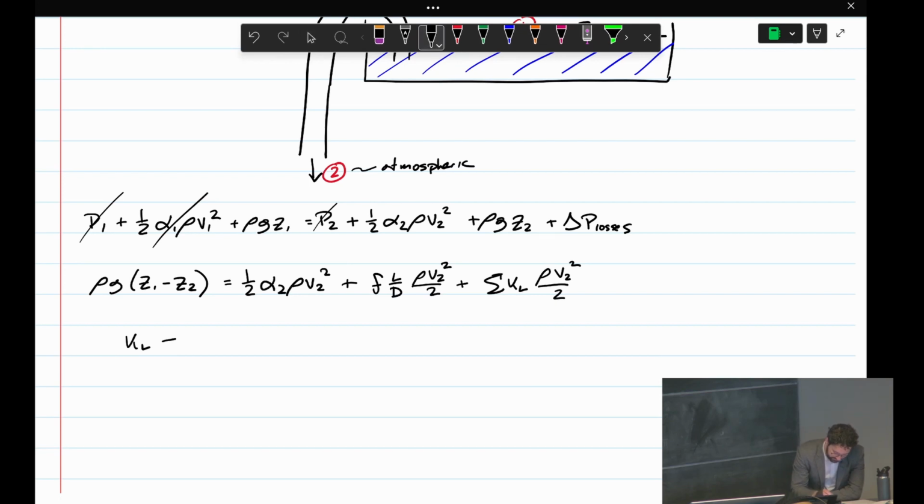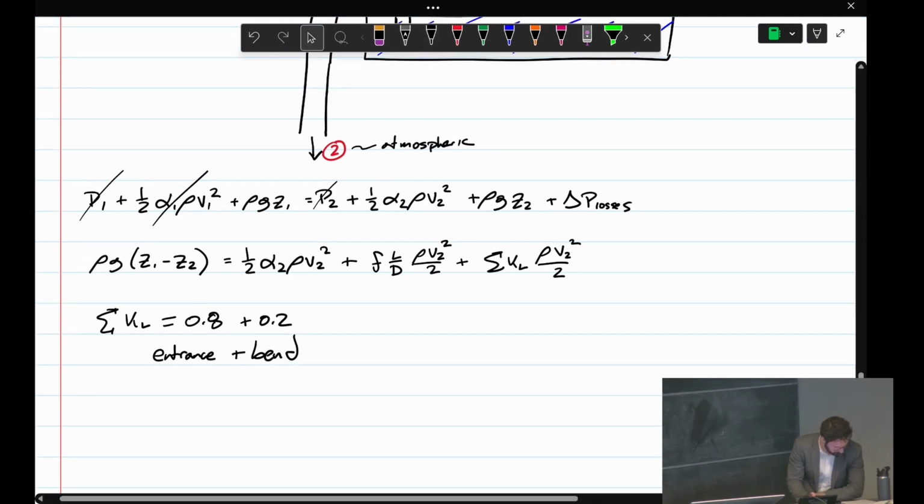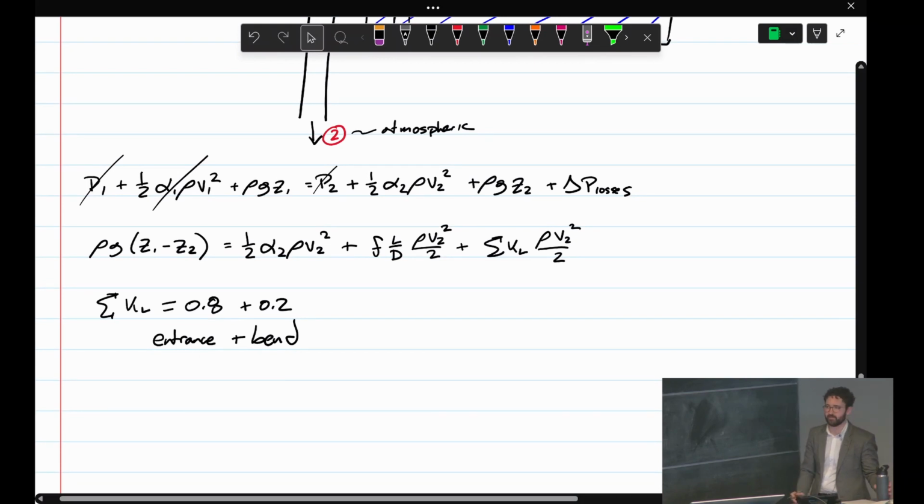So KL. I think that was 0.8 for the entrance plus 0.2 for the bend. Any questions on the minor losses there?